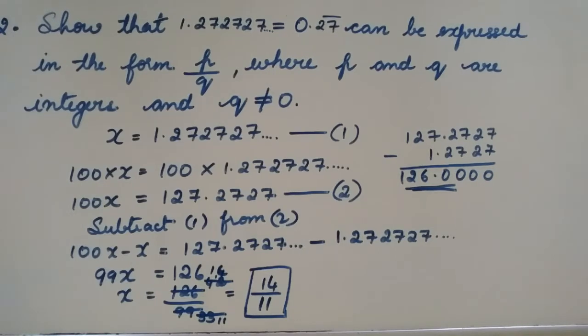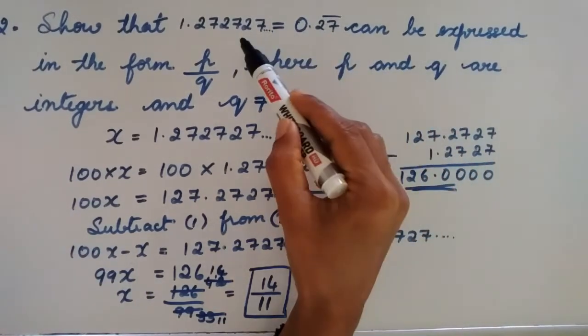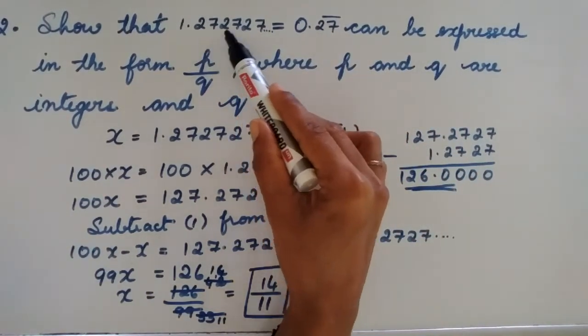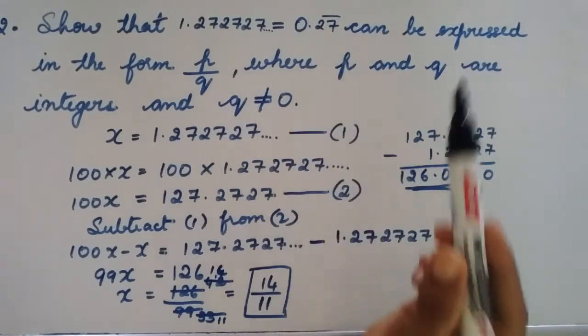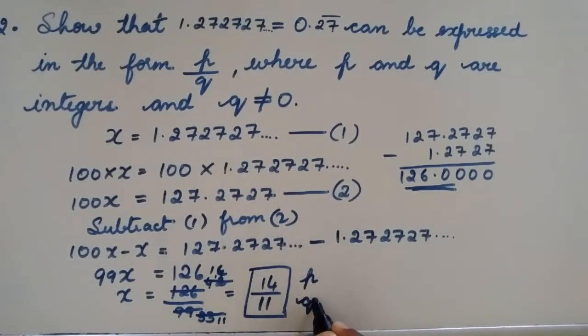Is this clear, students? So this is how we have converted this number, that is 1.272727..., in the form p by q, where p is equal to 14, q is equal to 11 and q is not equal to 0. Is this clear, students?